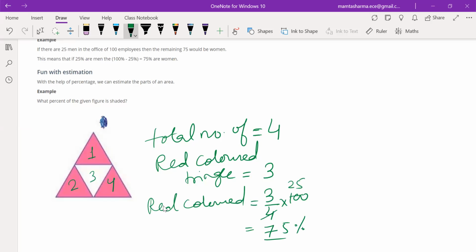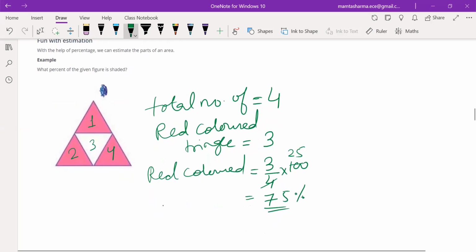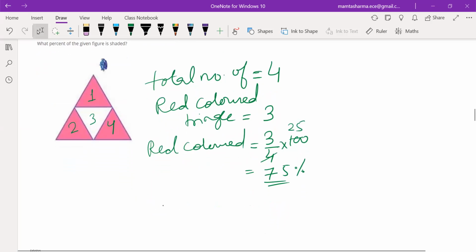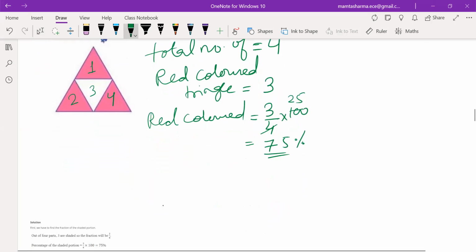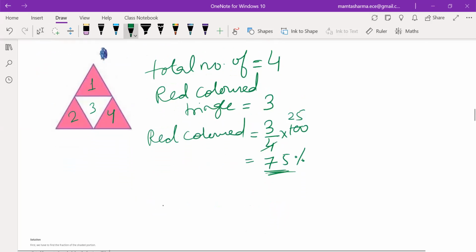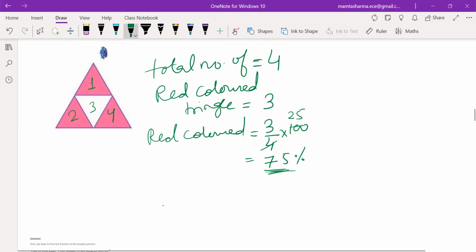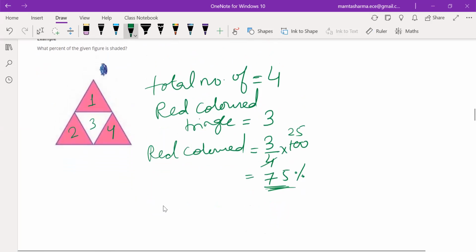If one person is saying an answer, don't interrupt, don't speak in between. Okay, Mahavir, 75% is correct. Red colored triangles are 3 out of 4. Total are 4. So 3 by 4 into 100.